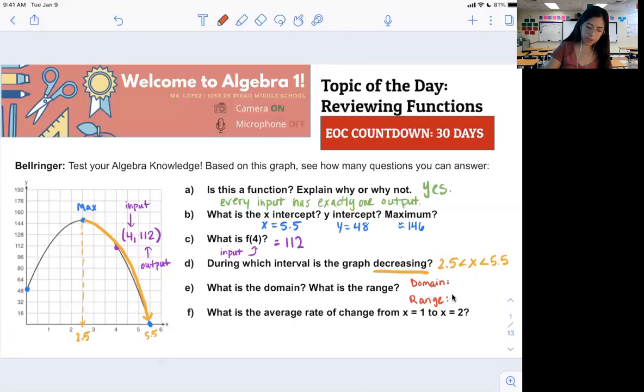So the domain would be 0 less than x less than 5.5. The domain basically is just asking you what are all the possible x values on this graph. Same thing with range, except that range is y values. So what's the lowest that this graph goes?